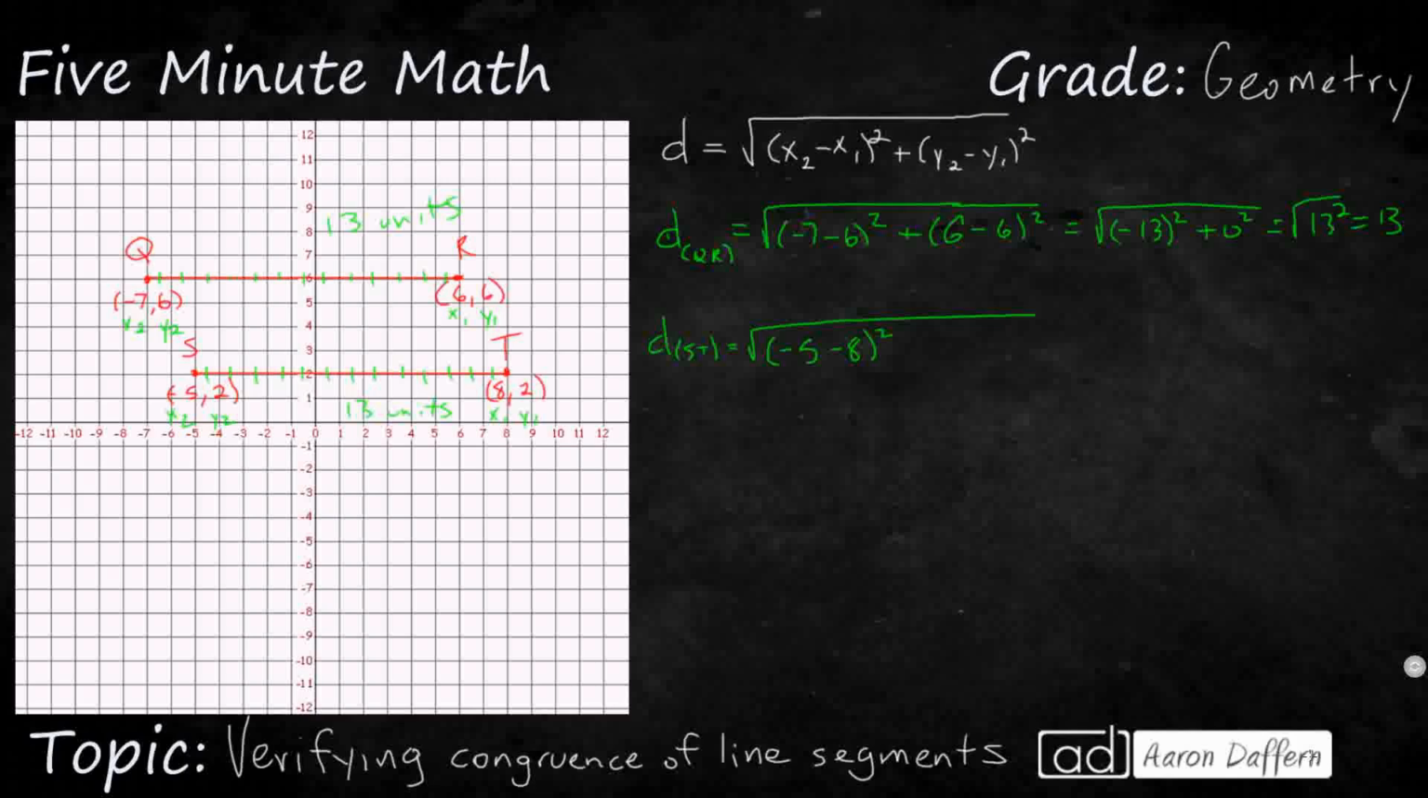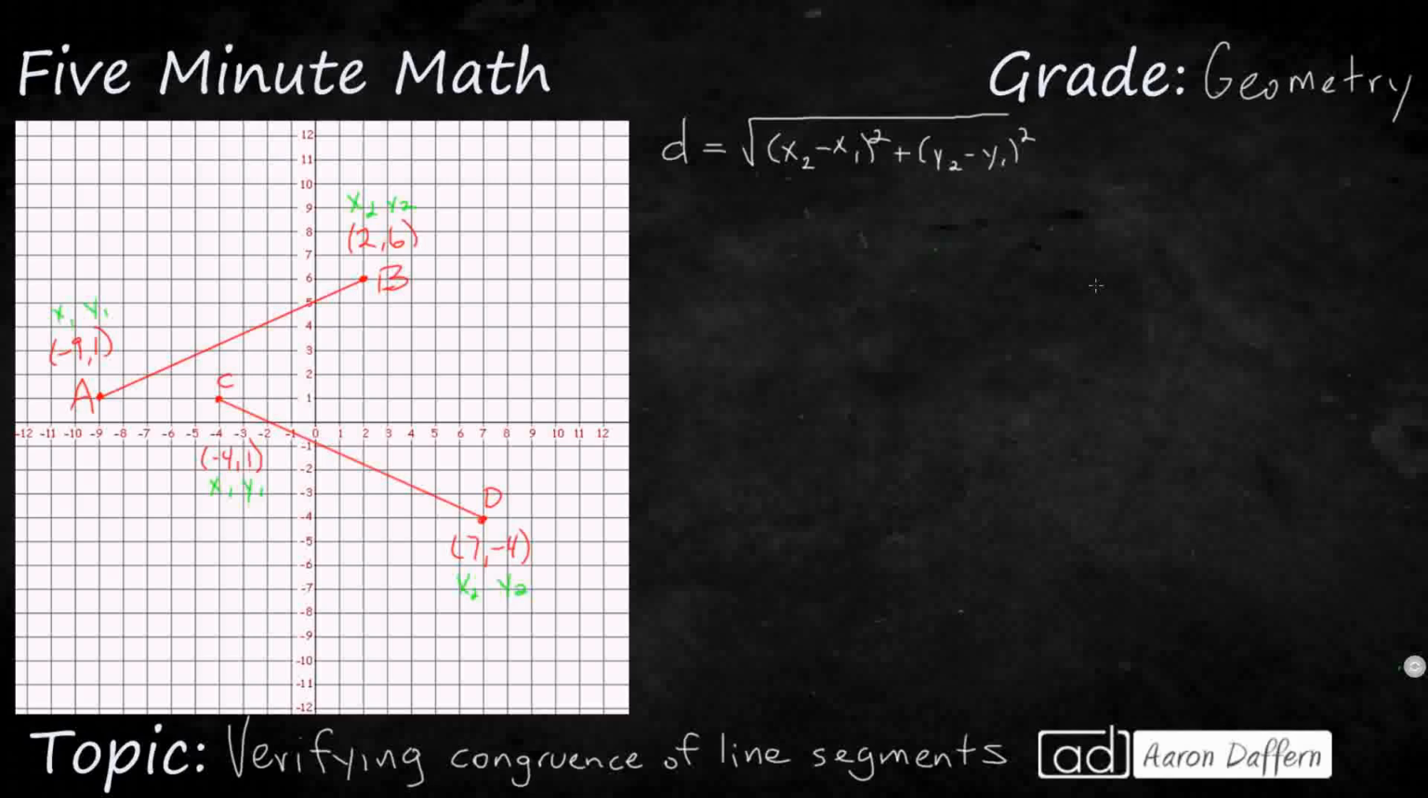And then we're going to do plus, and now it's going to be 2 minus 2, just like the 6 minus 6. The y value doesn't change, so that ends up being 0, right? So that ends up being negative 13 squared plus 0 squared. We could just take the positive version of that, and that's going to end up being 13 squared, right? And that equals 13. All right, so the distance formula works. Now let's use it with one that's a little bit more difficult.